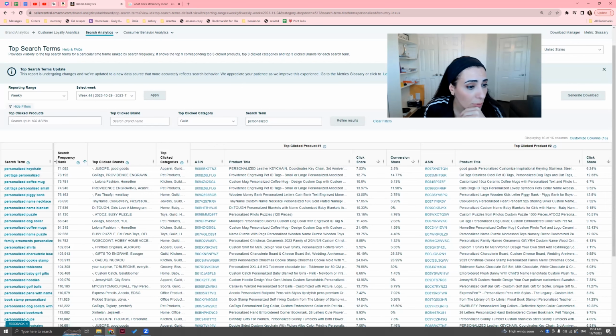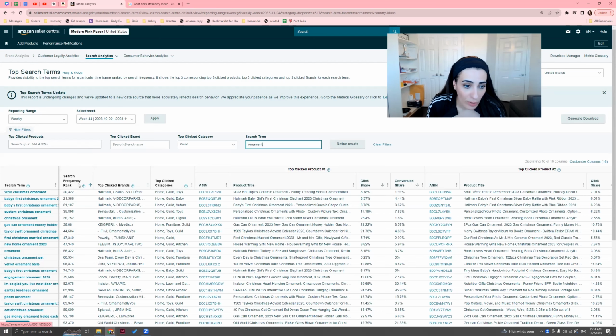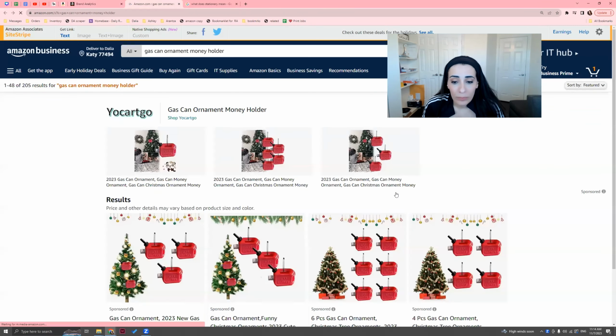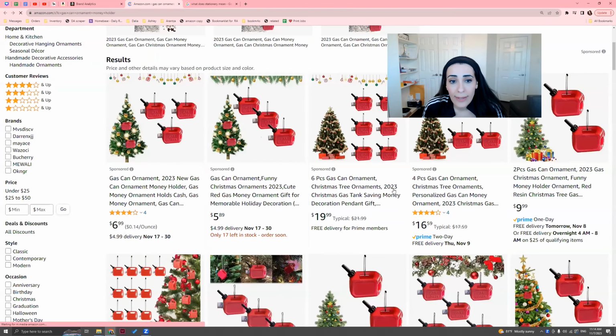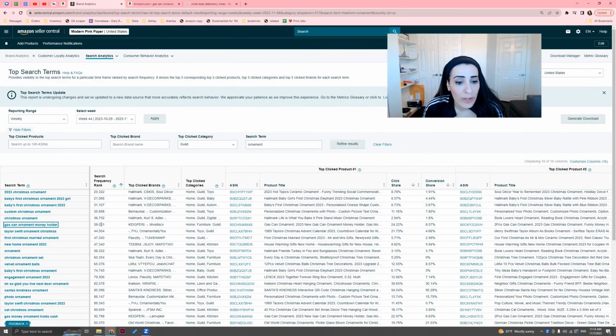How many ornaments, personalized. So if you were in the ornament business, I would search for that and see what type of things people are trying to get, right? And depending on how your process is, you probably could design and create and list very quickly. So a lot of people are searching for this general 2023 ornament, baby's first Christmas, gas can ornament, money holder. What is that? And I must know. Let's see. It's money. Why are people searching for that? It's quite low, which means it's high.